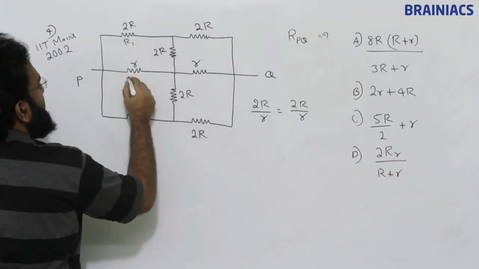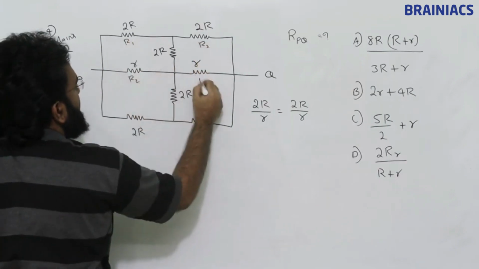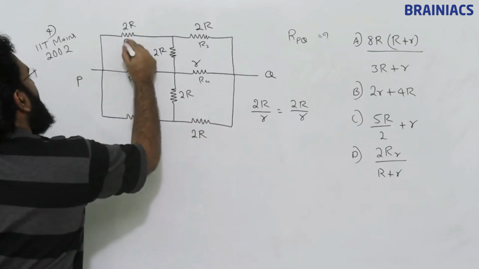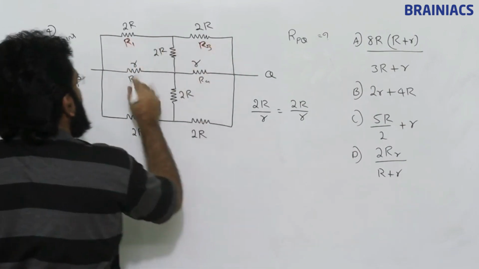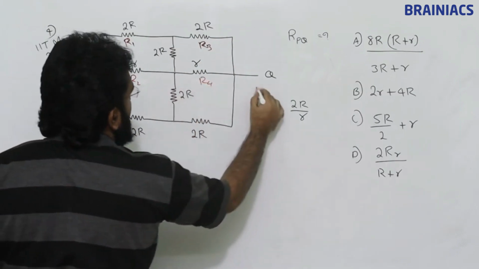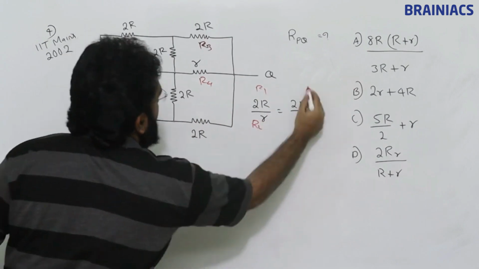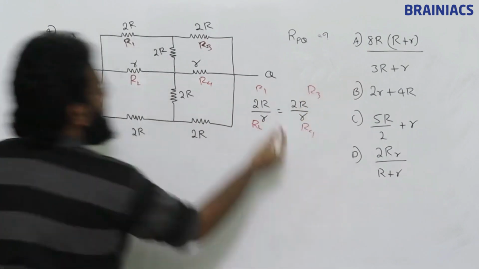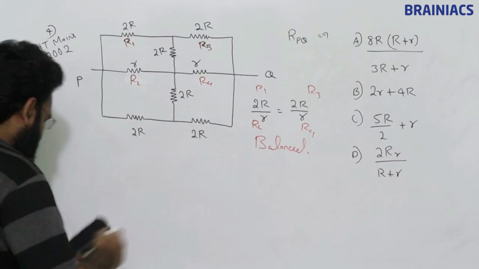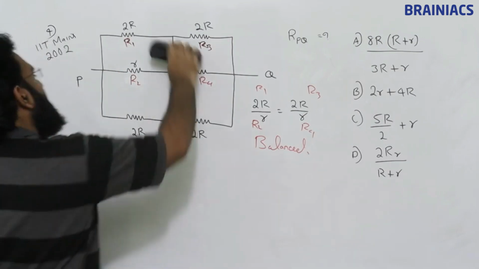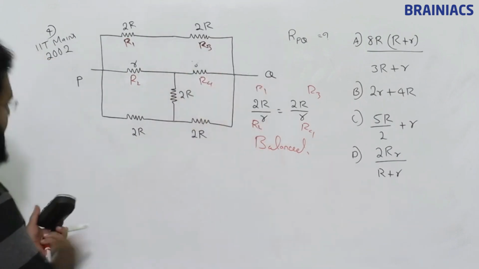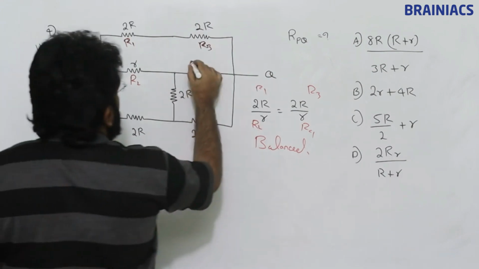So if this is r1, this is r2, this is r3, and this is r4, consider like that. Just like in our Wheatstone's bridge, r1, r2, r3, r4. This is balanced. When this is balanced, what can I do? I can remove this one. Okay, that headache is over. Now this is clearly visible.